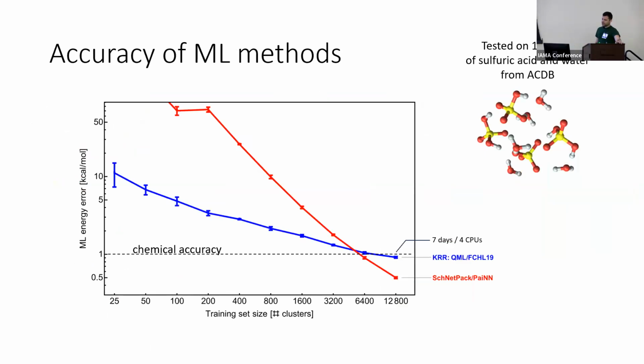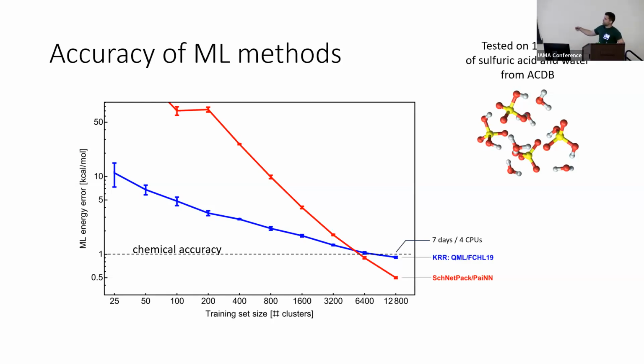How accurate are the machine learning methods? So you can see that here I have made like 10,000 data points. It means 10,000 times 30 hours of calculations. That's doable. You can run it in parallel, and you get to the chemical accuracy.